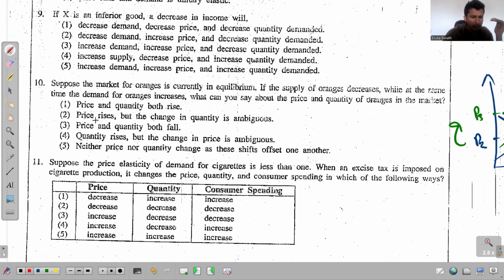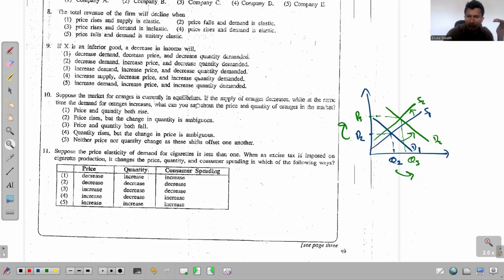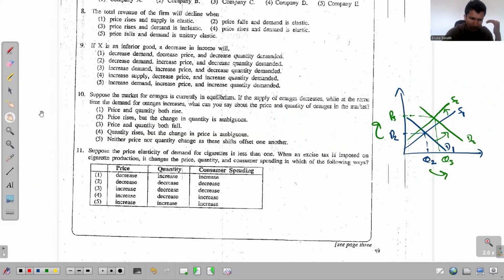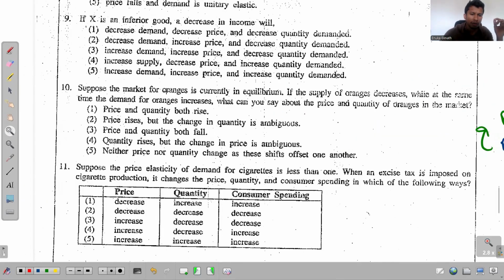So let's read the second one. The price rises. Does that happen? Yes, the price increases. It's true. Price rises, but the change in quantity is ambiguous, which means it's uncertain. Yes, and that's the exact answer. So no point of reading the other options. This is the correct answer.